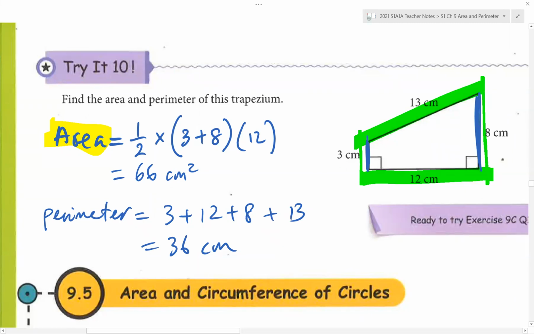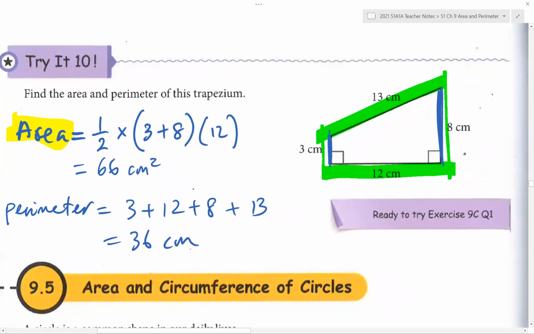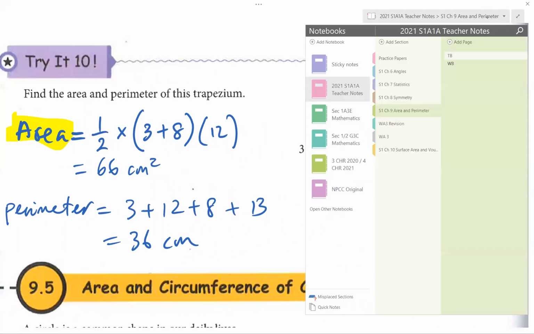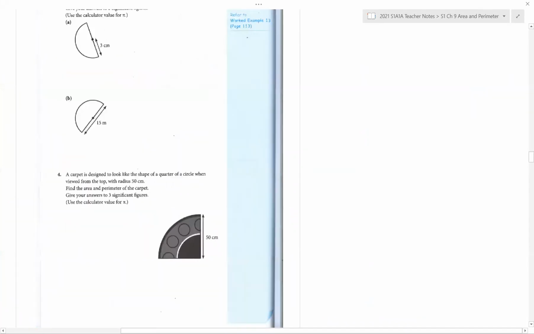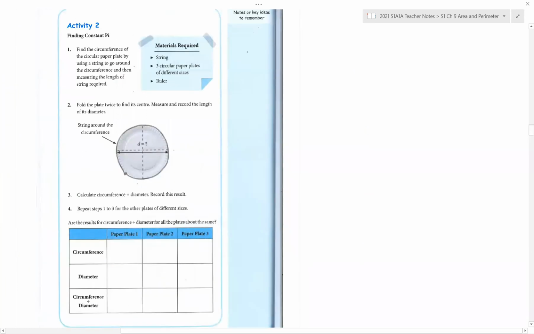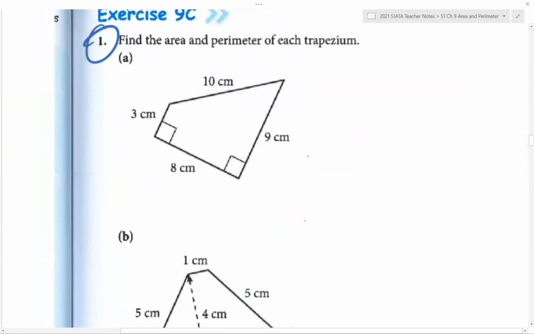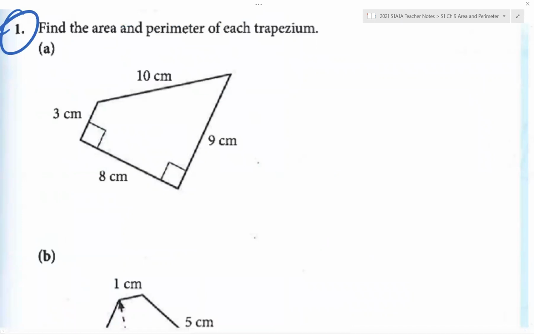Show of hands, who got everything correct? Okay, who got at least the area correct? Okay. Now let's move on to our workbook exercise 9C question 1. That was the other homework question. Find the area and perimeter of each trapezium. So now, is there anybody who doesn't know how to calculate the area? Anybody? None, huh? So I have to ask questions again. Okay, let's start with Ashari this time. Ashari, can you give us the area for this trapezium?